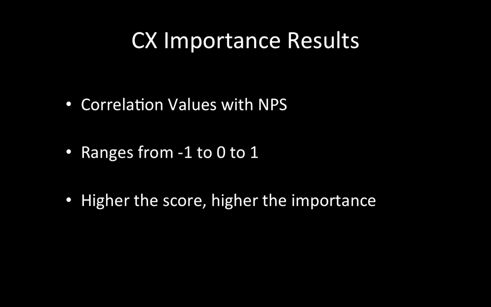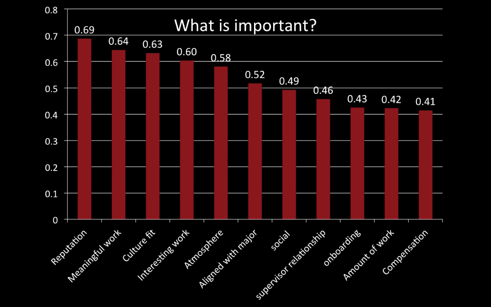Now we're going to go along with the CX importance results, and this is where we do a correlation value with the NPS. It ranges from -1 to 0 to 1. The higher the score, the higher the importance. The lower the score, the lower the importance. So let's go ahead and look at that.